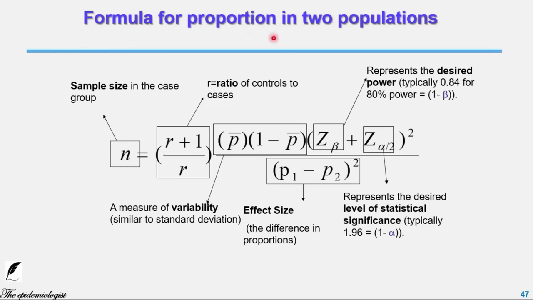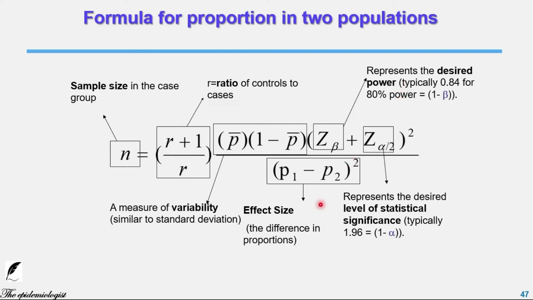The formula for proportion of two populations. This formula is a general formula for comparative designs, where n is the sample size in the case group to represent one of the groups. R is the ratio of controls to cases, or non-exposure to exposure. At the same time, the P represents the average proportion. It is a measure of variability, similar to standard deviation. P1 minus P2 shows the effect size, the difference in proportion between the two groups. The z-value of beta and 1 minus alpha also show the confidence level and the power, respectively.